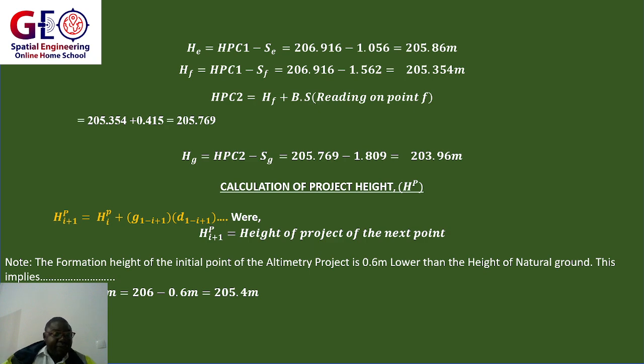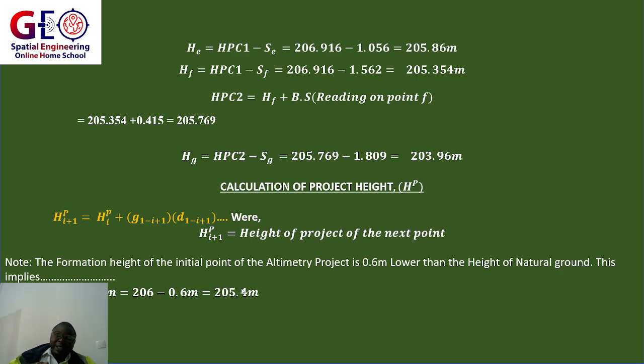We have been told that the formation height on the initial point, BM6, is 0.6 meter lower than the height of natural ground of that point. So that implies that if we want to get the project height of BM6, we have to take the height of natural terrain of BM6 minus 0.6 meter. So we have it here, height of natural ground of BM6 minus 0.6 meter, and we get a new project height on BM6 of 205.4.